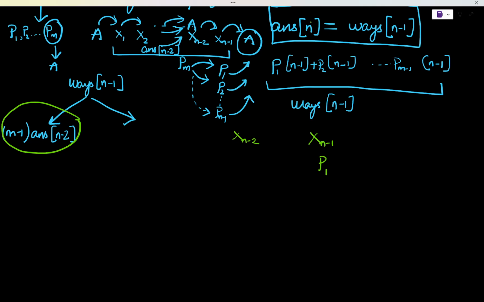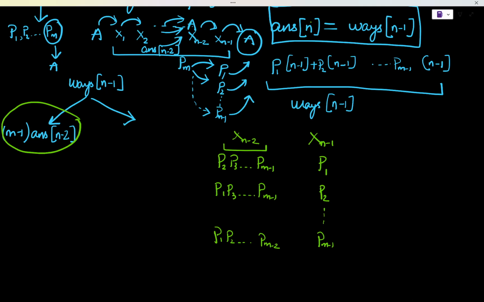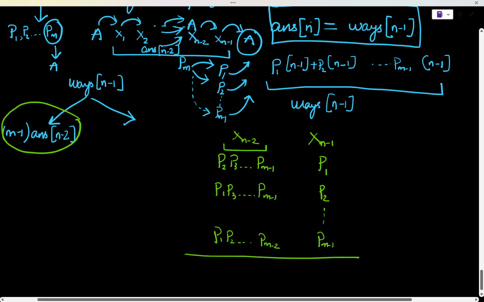Now if x of n-1 is P1, x of n-2 can be something from P2, P3 all the way up to Pm-1, right? If x of n-1 was P2, this could have been P1, P3 all the way up to Pm-1. If it was Pm-1, this would be P1, P2 all the way up to Pm-2. And from whom can it receive the ball? It can receive the ball from this set, excluding himself and A.